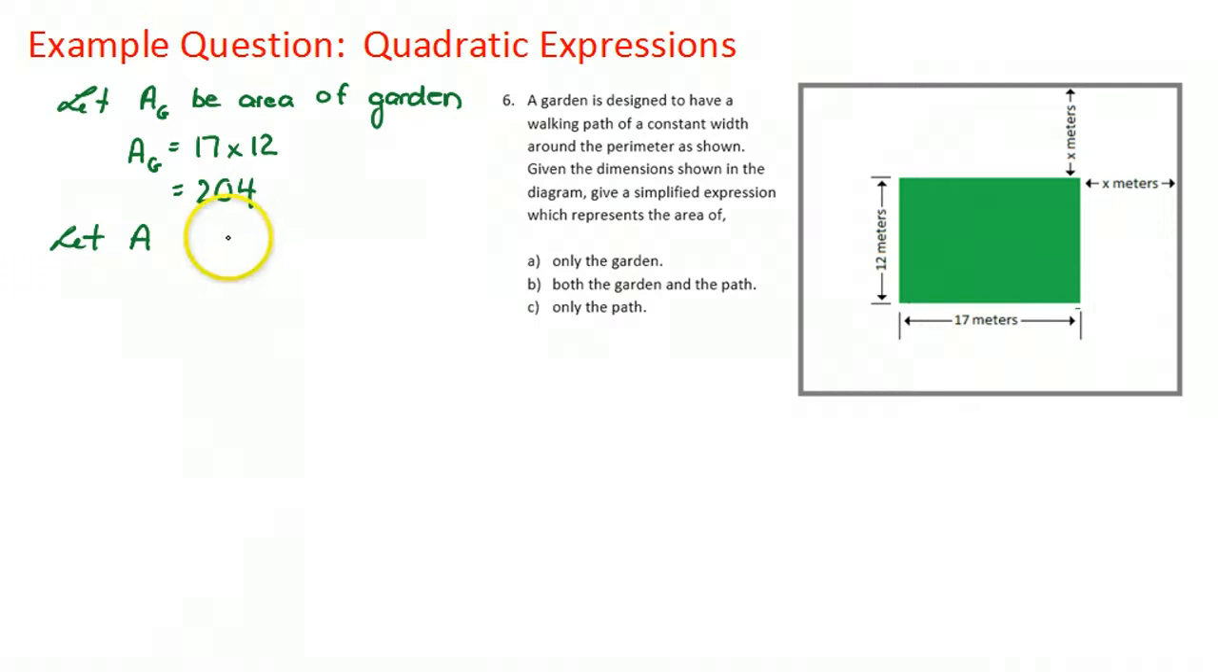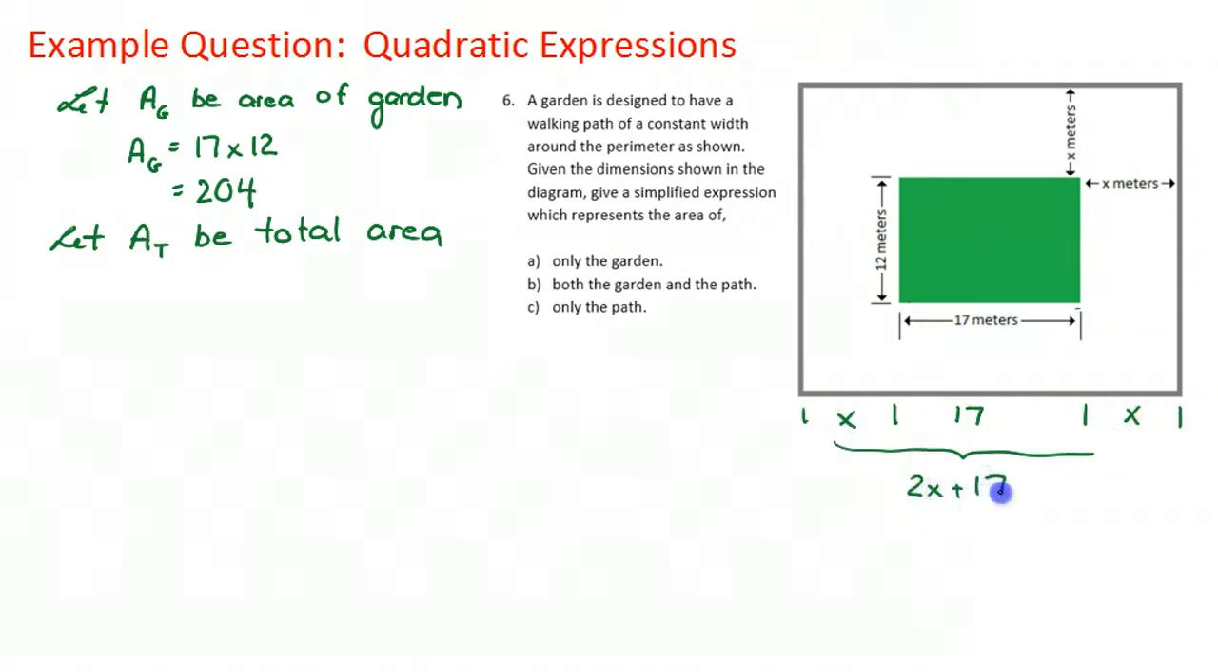Okay, so now let's let the area of the garden and the path, let's call it area total, be the total area. Well, the total area is going to be the length times the width. So if this is 17 from here to here, and this is x, and this is x, therefore the length is going to be 2x plus 17. And we can apply the same thinking here. Traveling from here to here is x, from there to there is 12, from there to there is x. So we have 2x plus 12. So the area total is going to be equal to 2x plus 17 times 2x plus 12.